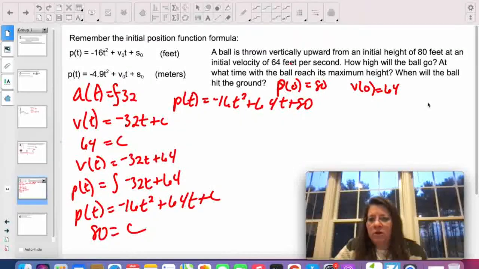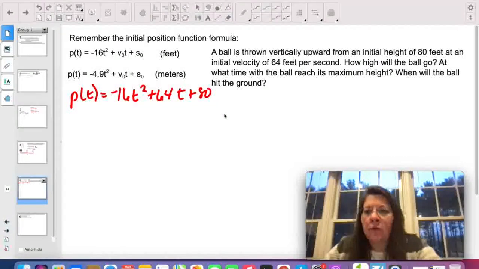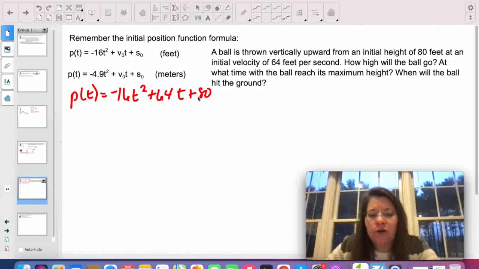Now, how high will the ball go, and at what time will the ball reach its maximum height, and when will the ball hit the ground? Those are the questions that we need to answer. So I'm going to clear the screen here and just keep my position function. If we're looking for how high the ball will go, don't we need to know when the velocity is 0? In other words, when the horizontal tangent line of this function is 0.